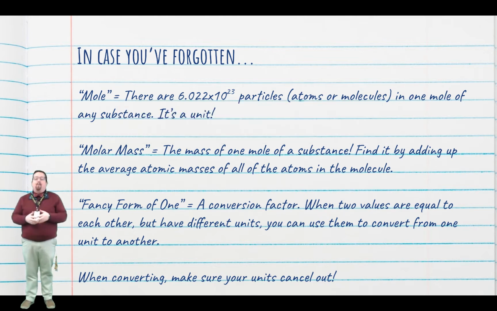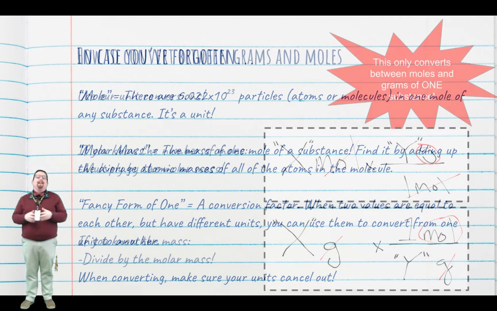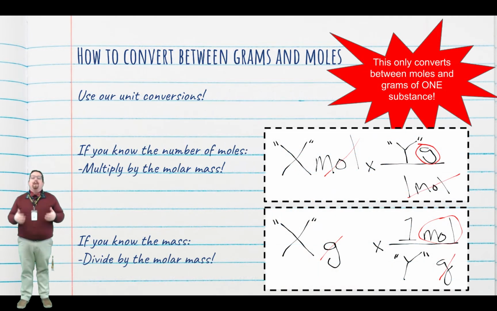A fancy form of 1 is a conversion factor. When two values are equal to each other but have different units, we can use them to convert from one to the other. When we do that, we must make sure our units cancel out. We'll see some examples of that today, so sit tight. One of the simplest conversions we can do, and one that involves molar mass, is converting between grams of a substance to moles of that substance, or vice versa.